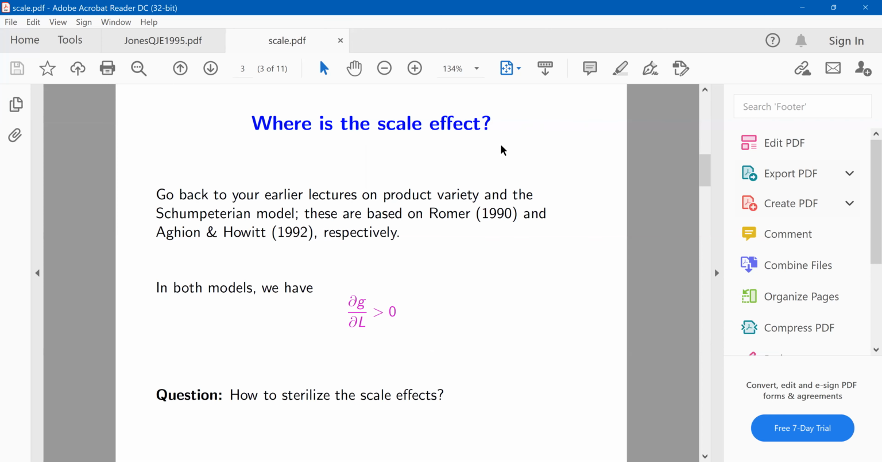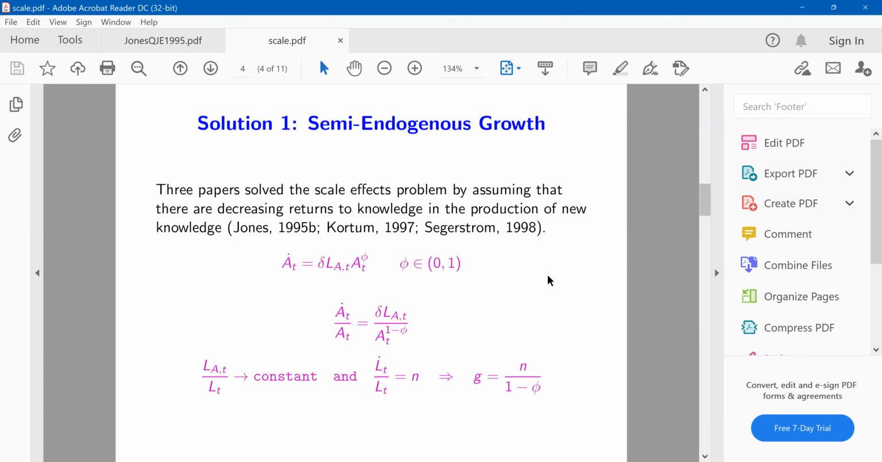So one solution is the semi-endogenous growth, in a couple of papers published by these authors, Jones himself in another 1995 paper. What they do is introduce decreasing returns in knowledge, this phi parameter. So let me introduce this technology. This is an R&D production function.